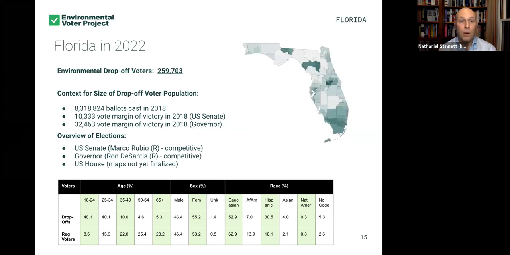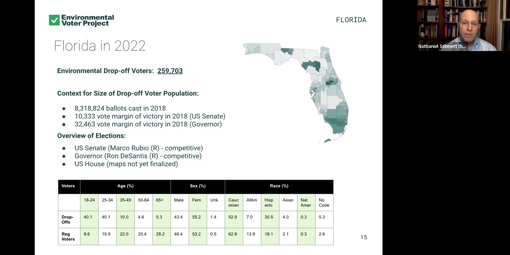All right, Florida, 259,000 of these environmental drop-off voters. That is a big number in Florida, a big number. 4 years ago in the Florida midterms, the Senate race was decided by 10,000 votes. The gubernatorial race was decided by 32,000 votes. That is a big number in Florida.